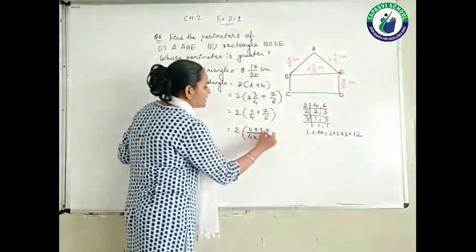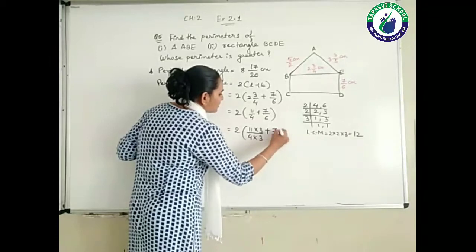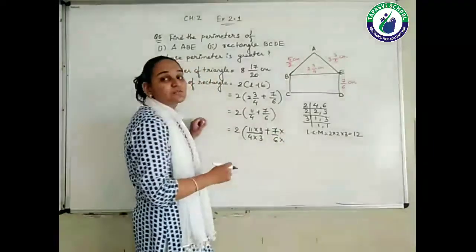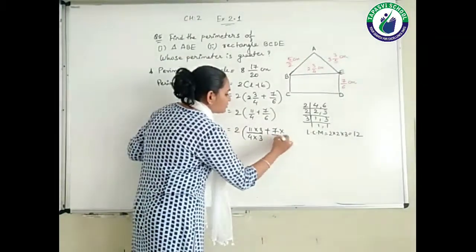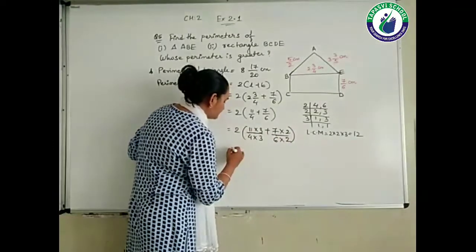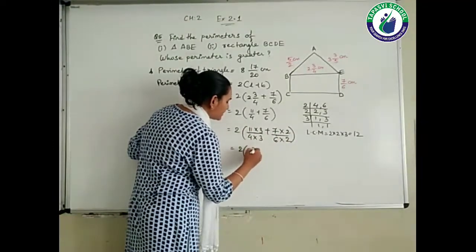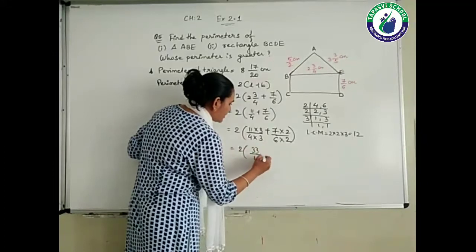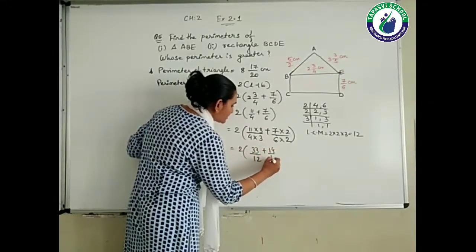Next one is 7 upon 6. Which number do I multiply with the 6 to get 12? That is 2. So the same 2 I have to multiply in the numerator also. 11 3s are 33 and 4 3s are 12. 7 2s are 14. 6 2s are 12.